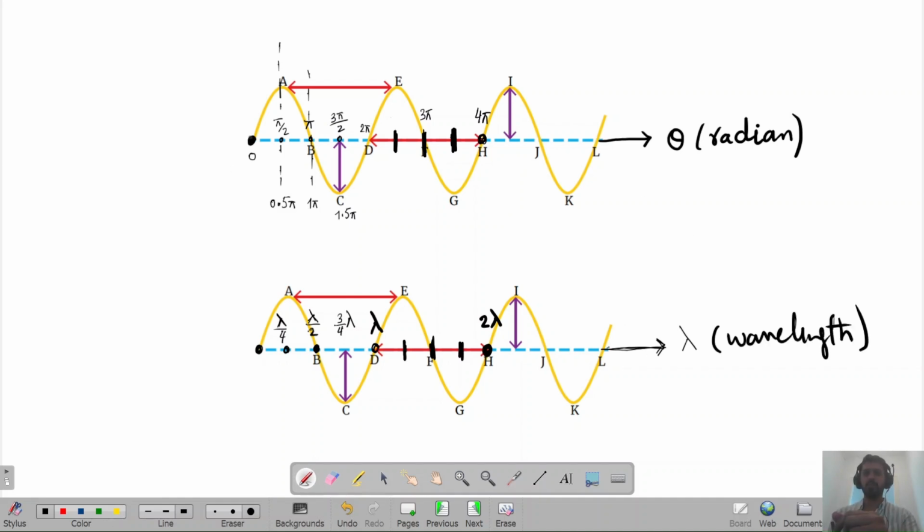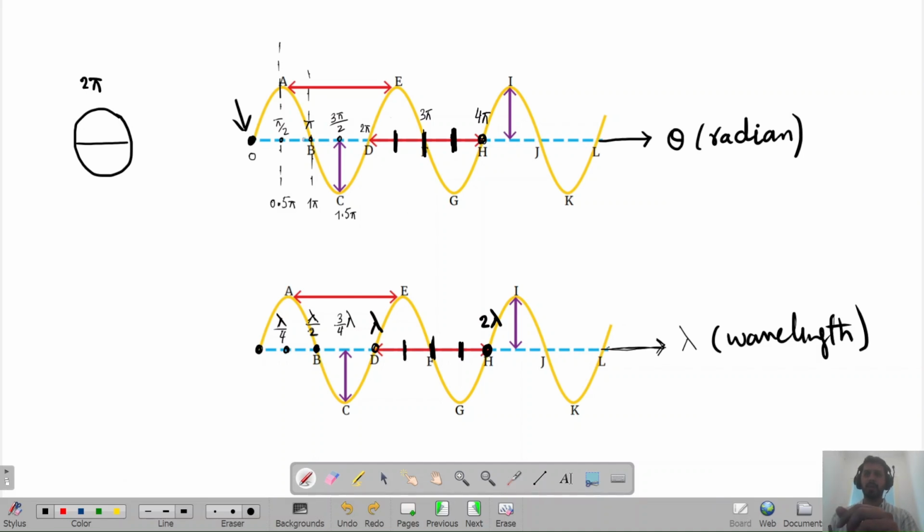So for the first one, we start at 0, and we know that a wave completes its cycle in 360 degrees, right? So 360 degrees, we know it's a complete circle, which is 2 pi radians. So the wave will complete its cycle, which is this complete cycle, in 2 pi radians. So that's why this point D will be 2 pi. And then in reference to the complete wave, we can label all the other points.